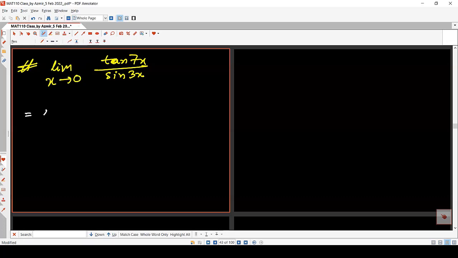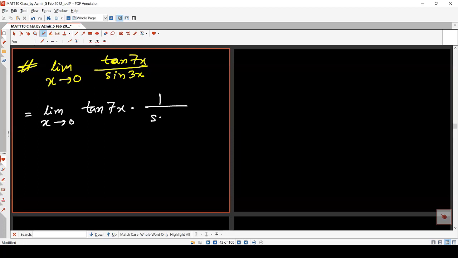We can write this one as limit x tends to 0, tangent of 7x times 1 over sine of 3x. At first, have a look. If we input 0 here, tan 0 is 0, sine 0 is 0. It is giving us 0 by 0 form. That means we can apply L'Hopital's rule to solve this. But we are not here to apply L'Hopital's rule. Rather, we will apply algebraic manipulation or the change of variable technique.